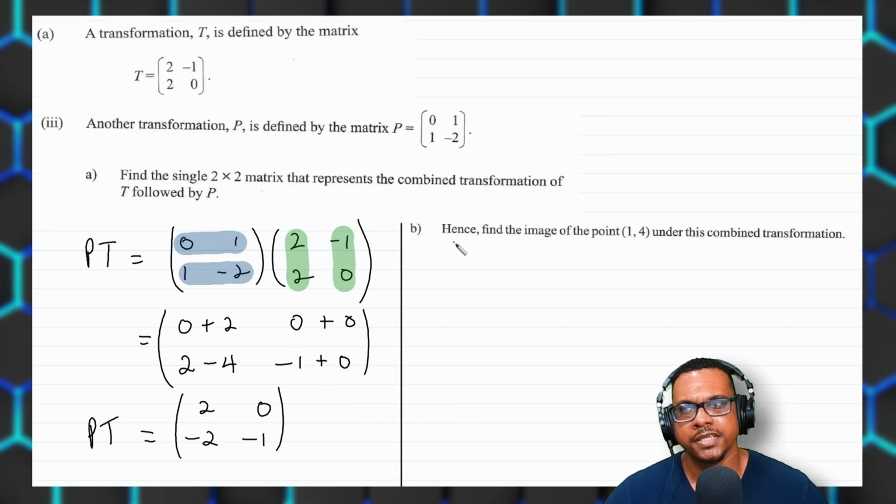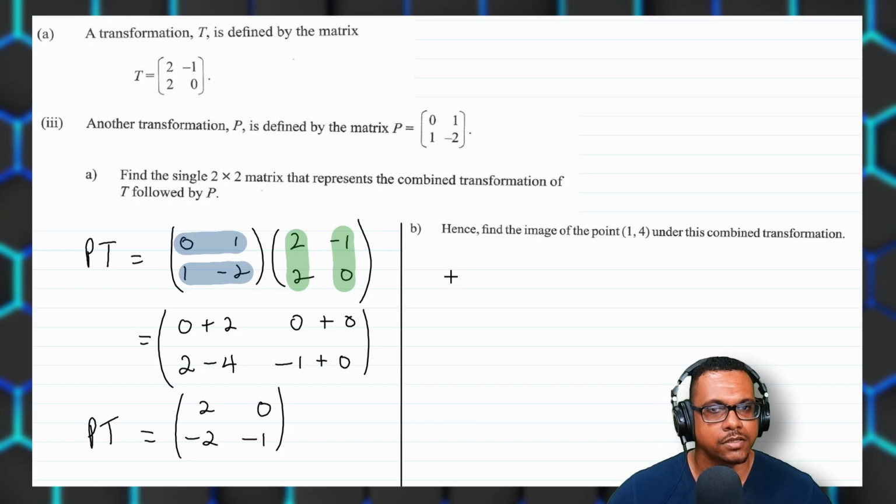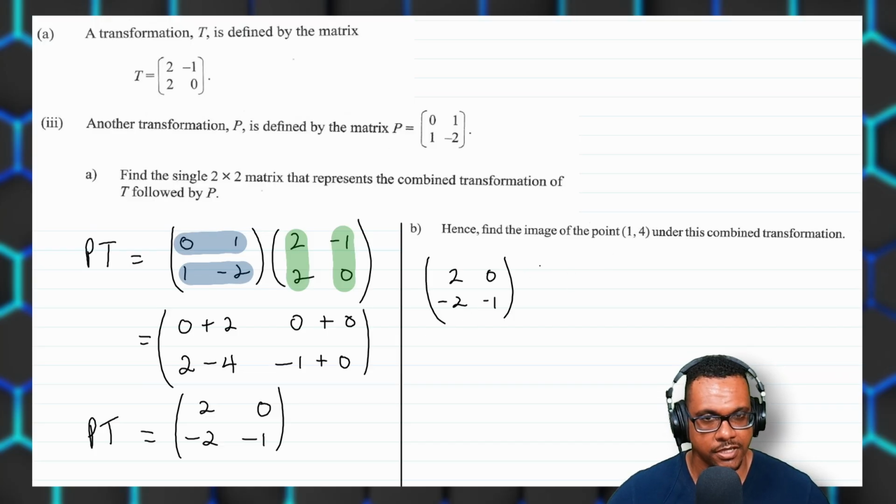Now for part B of this part 3, we want to hence find the image of the point 1, 4. So this is our object under this combined transformation. So this is the combined transformation here. What we want to do is multiply this PT, which is 2, -2, 0, -1, by this object coordinate, writing this as a column matrix. So that'll be 1 first, then the 4. And that will give you an image coordinate here.